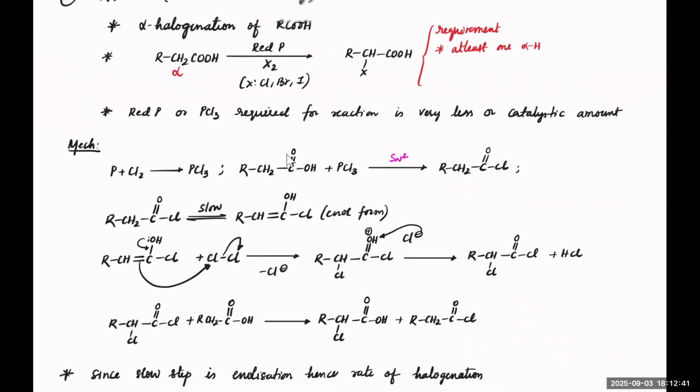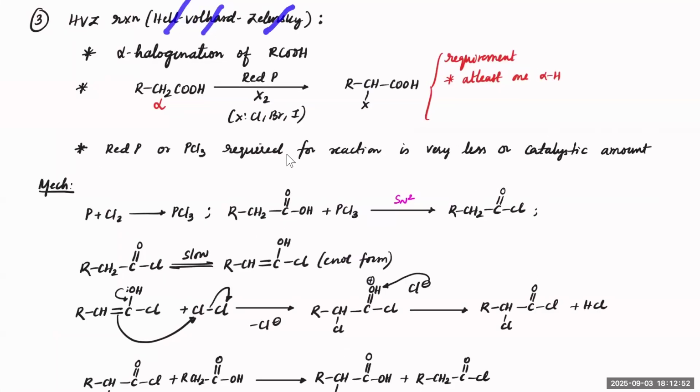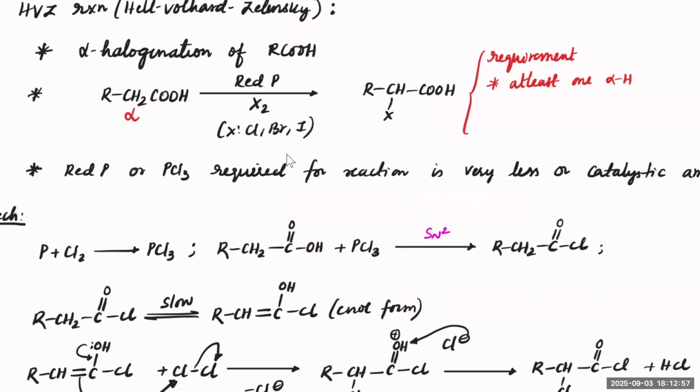Next. This is another new reaction that you will notice for carboxylic acids, known as the HVZ reaction, Hell-Volhard-Zelinsky. What we are trying to do is put an alpha halogen. So what is an important condition? There should be at least one alpha hydrogen, so that the hydrogen is removed and halogen is attached. Clear beta?